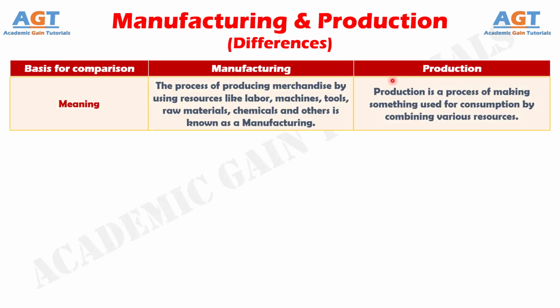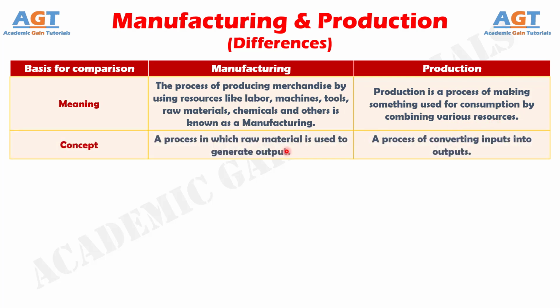Difference number 1. The process of producing merchandise by using resources like labor, machines, tools, raw materials, chemicals and others is known as manufacturing, whereas production is a process of making something used for consumption by combining various resources.